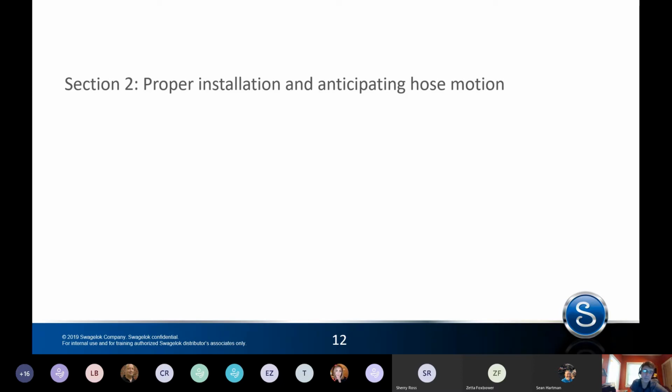Off the top of my head, is there any recommendations for installation in the high temperature application?